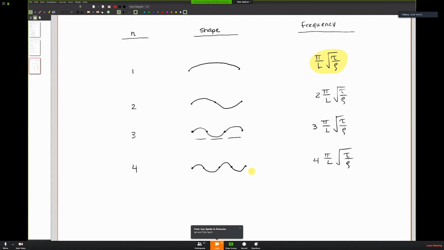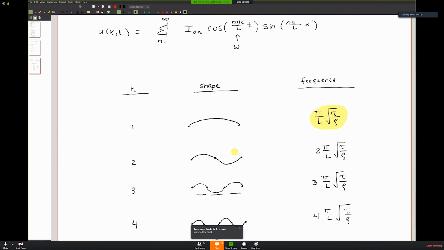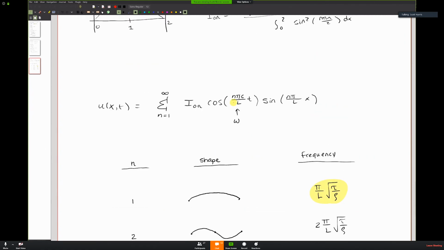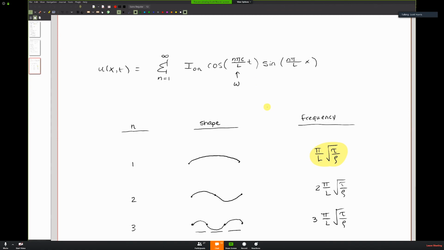Okay, the other thing to know. So that's what happens when you change n in this series. But there's a couple of other parameters in this solution that it's worth thinking about. Another important one is L.